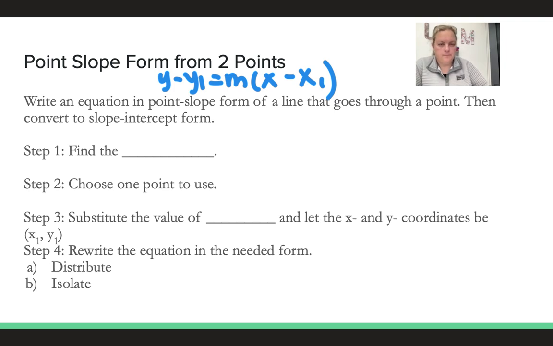So if we are given 2 points, the first thing we want to do is find the slope. We are not always given the slope. Okay, we'll do an example in just a minute. From there, just like we did with y equals mx plus b, we're going to choose a point to use. I go for the lowest amount of numbers, the smallest numbers, and the least number of negatives.